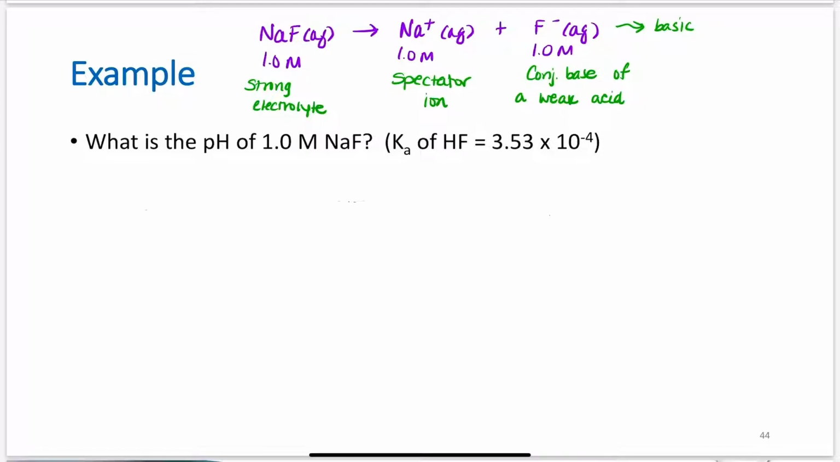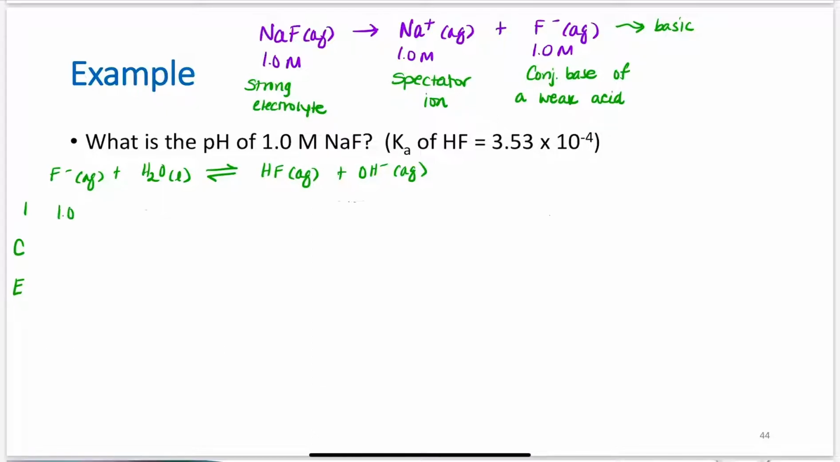I'm going to take that F minus and put it into water. If F minus reacts with water, it is a weak base, so it is going to grab 1 proton from that water and form hydroxide. So yes, it is behaving as a base. It accepted a proton and it formed hydroxide. I do need an ICE table because it is a weak base.